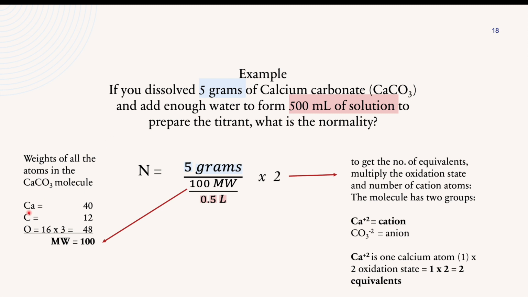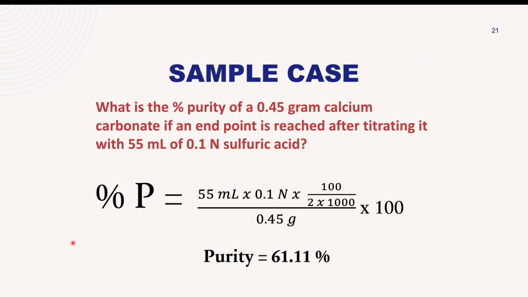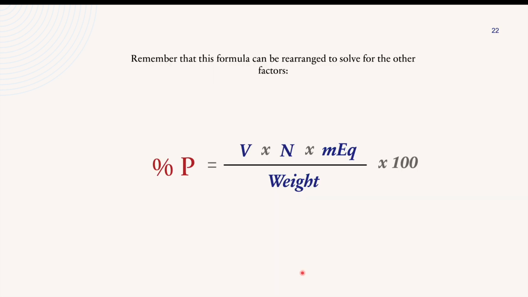So calcium carbonate, we already solved for its molecular weight. So that's 100, no? Divide by 2000. So divide by 0.45 grams, that's the amount, that's the weight, times 100. You should be getting 61.11. So remember, this formula can be rearranged to solve for the other factors. So not only can you get percent purity, what if your percent purity is given, but you're asked to give the normality of your titrant?